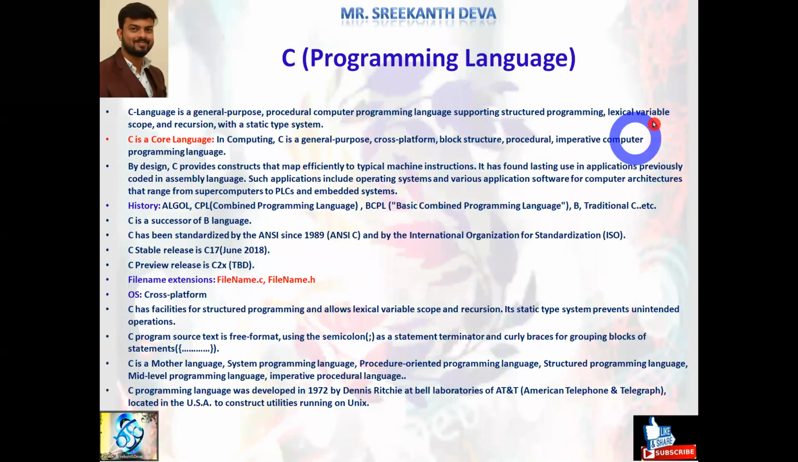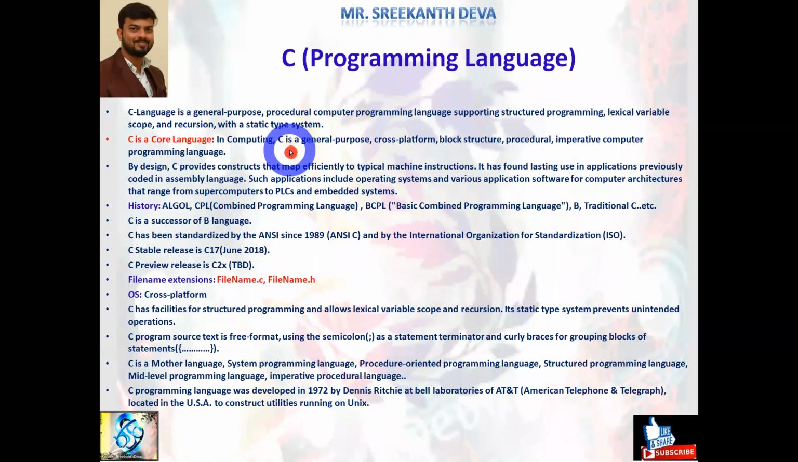What is C programming language? C language is a general purpose procedural computer programming language supporting structured programming, lexical variable scope, and recursion with a static type system. C is a core language. C is a general purpose programming language.